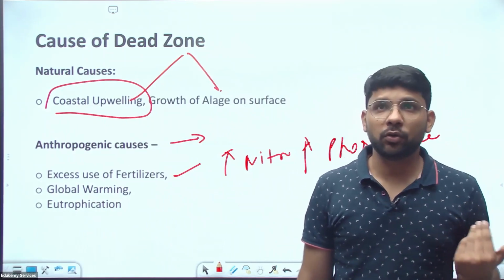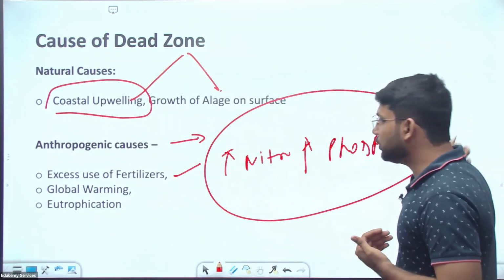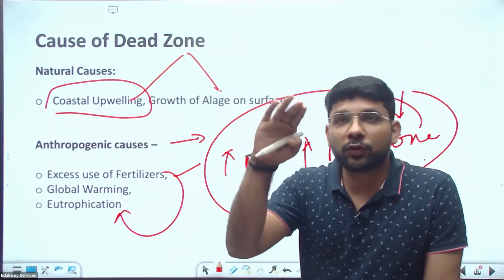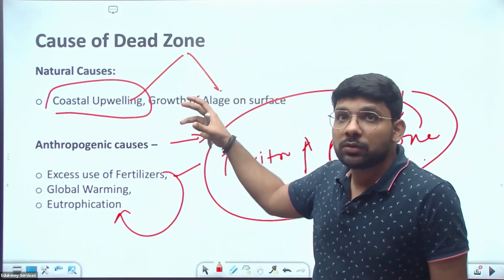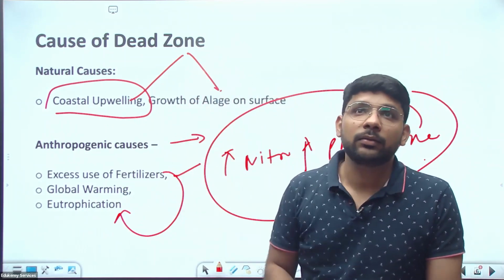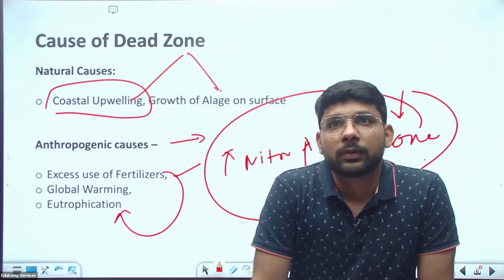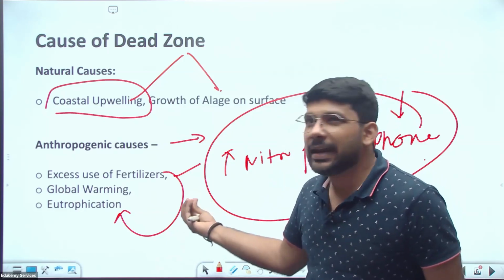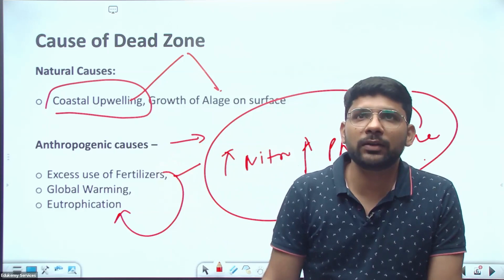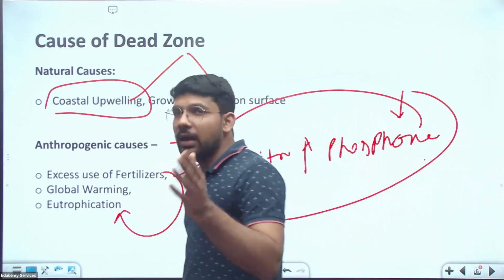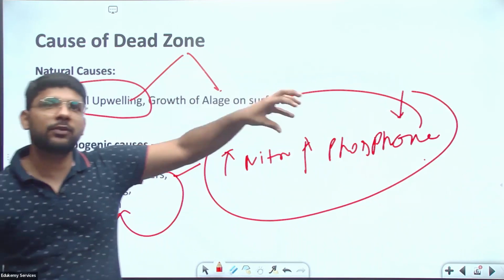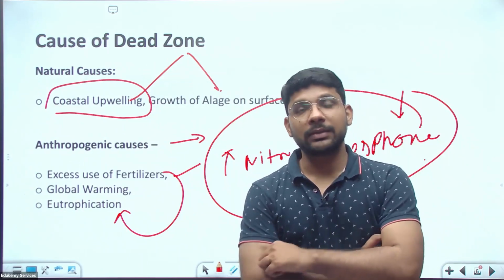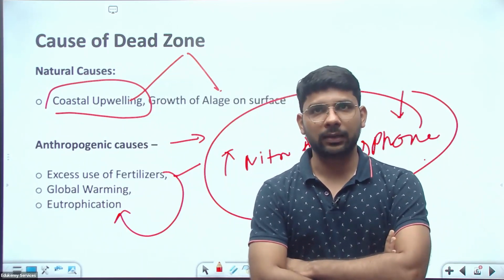Eutrophication, everybody knows eutrophication. The major reason, the excess use of fertilizers, also leads to eutrophication. And in eutrophication, you will see dead fish on the boundary area of the eutrophied lake. Even in some coastal areas, you can find a number of fish dead in a specific zone, a specific coastal area. That is due to the dead zone. That is due to the decrease in the oxygen level of that area.